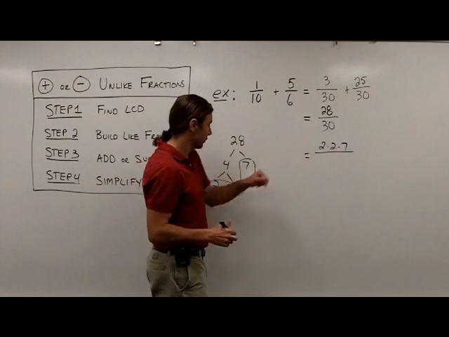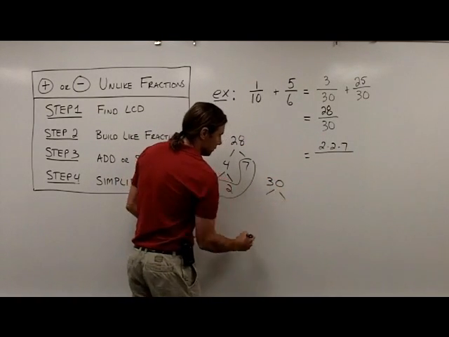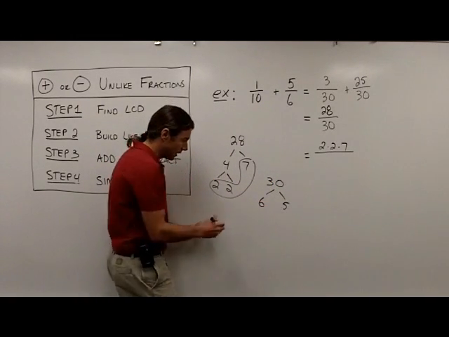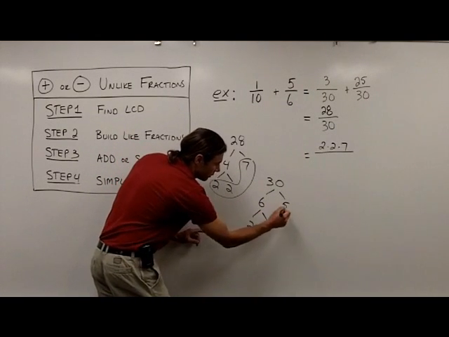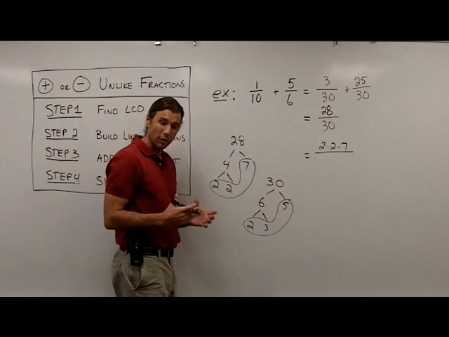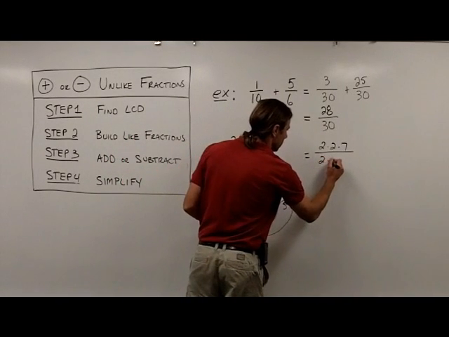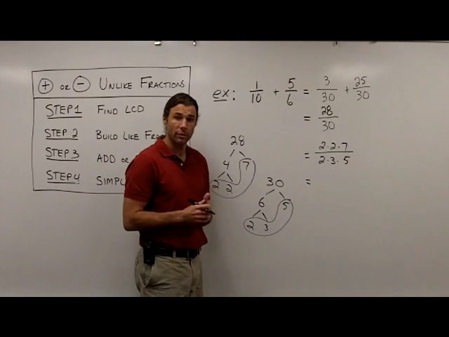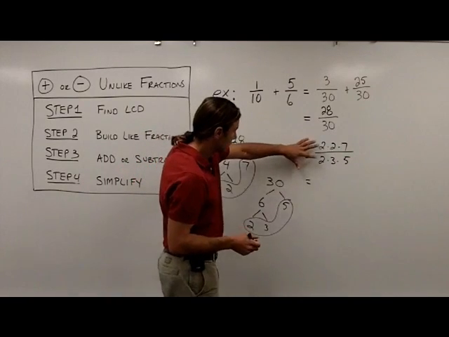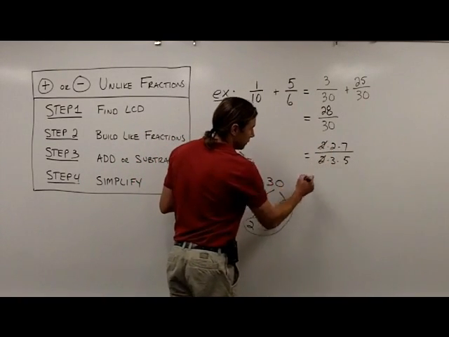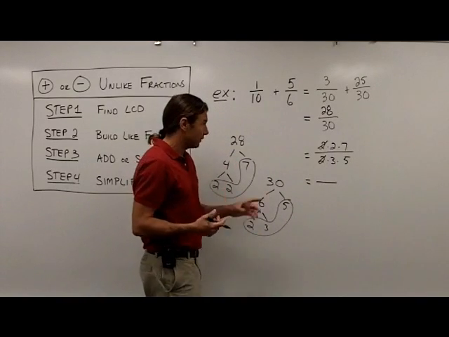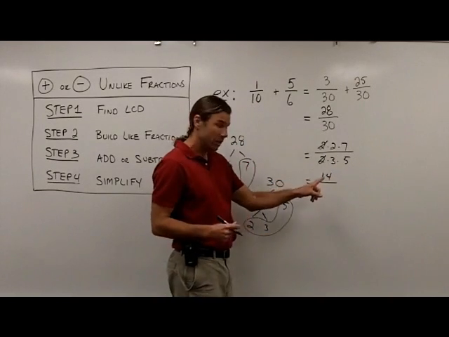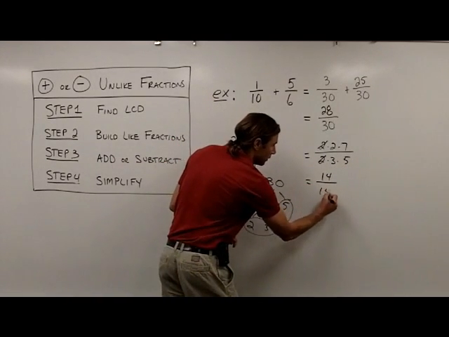Now I need to factor the denominator of 30. I'm thinking 6 times 5 to start. 5 is prime, but 6 is not, so I go ahead and write that down again. So there's my prime factorization of 30. Once I have both the numerator and denominator factored, I'm going to divide out the common factors, which in this case is just a 2. And then I'll multiply what's left. In the numerator I have 2 times 7, or 14. And in the denominator I have 3 times 5, or 15.